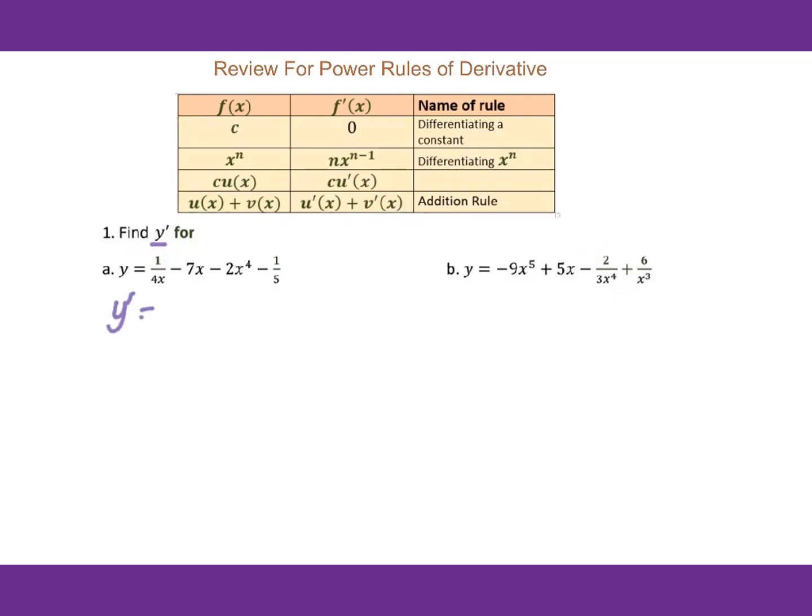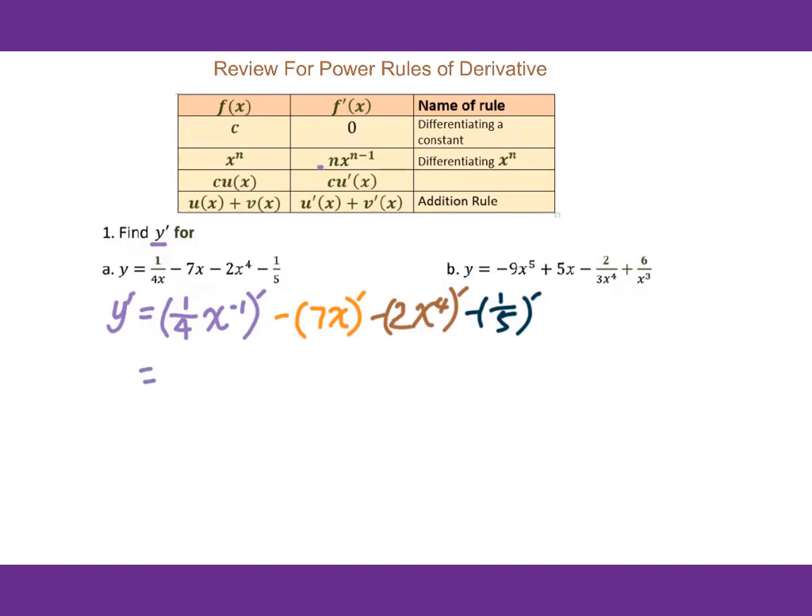Therefore, y prime equals. I will do the derivative of each term, but make sure you change each term into power form. So we have 1 over 4 x to the negative first power, we do derivative. Then minus 7x, we do derivative. Minus 2x to the fourth power, we do derivative. Then minus 1 over 5, we do derivative.